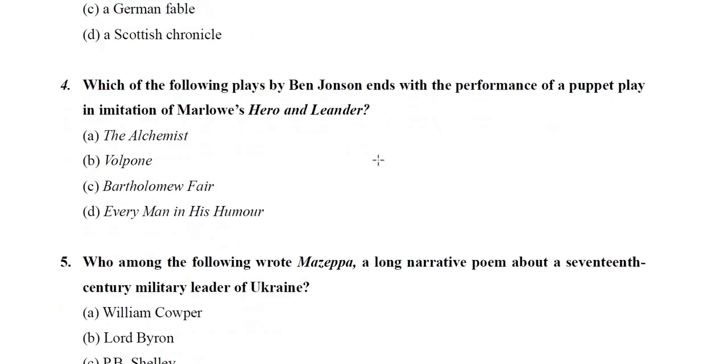Next question. Which of the following plays by Ben Jonson ends with the performance of a puppet play in imitation of Marlowe's Hero and Leander? So we know that Ben Jonson pioneered comedy of humors. And a puppet play, like we see in fairs, puppets made of wood that dance. Which play of Ben Jonson has this puppet play, in imitation of Marlowe's Hero and Leander? So let us see the options. The Alchemist, Volpone, Bartholomew Fair, Every Man in His Humour. So the answer will be Bartholomew Fair.